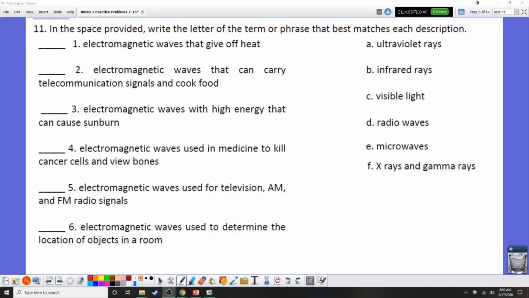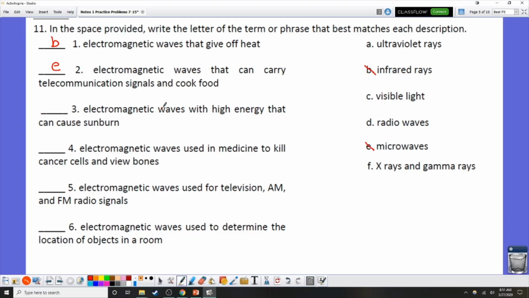All right, so here's practice problems 11 through 15. We're going to run through these pretty quickly. Number 11 is a matching section, so we're going to start off with number 1. Electromagnetic waves that give off heat. Which type of wave from the electromagnetic spectrum was this? The answer, of course, was B, infrared waves, so they give off heat. All right. Number 2, electromagnetic waves that can carry telecommunication signals and cook food. So those are the two things here. They have telecommunication signals and the ability to cook food. Those, of course, were microwaves. So that's E.